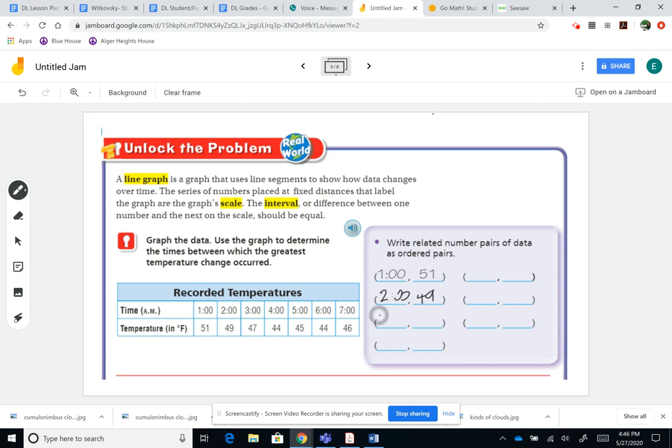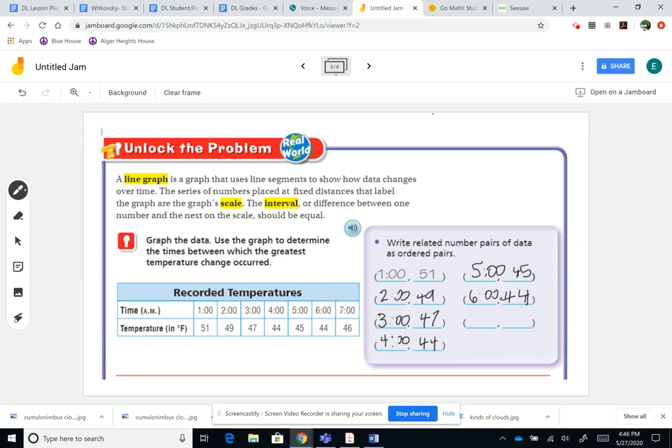49. At 3 o'clock, it was 47 degrees. At 4 o'clock, it was 44 degrees. At 5 o'clock, it was 45 degrees. And at 6 o'clock, it is 44 degrees. That's a bad 4, my apologies.